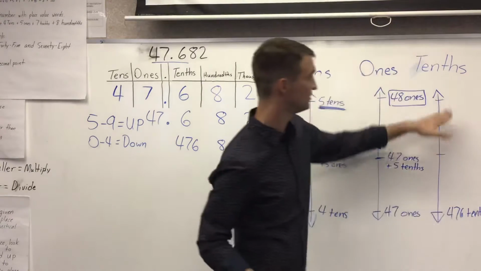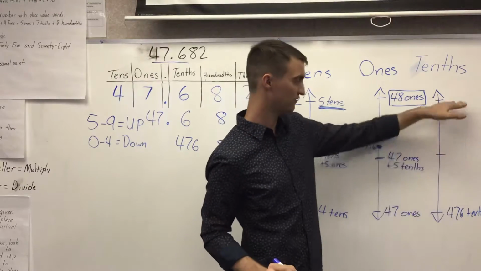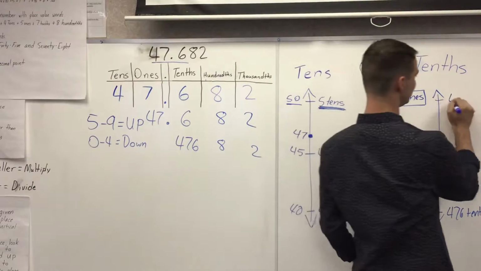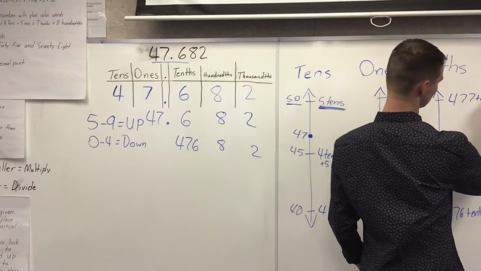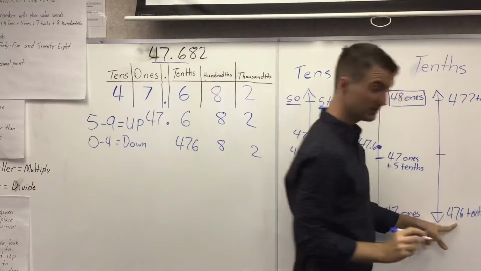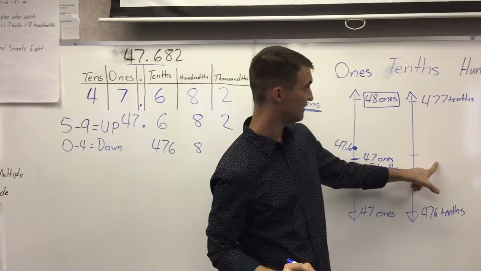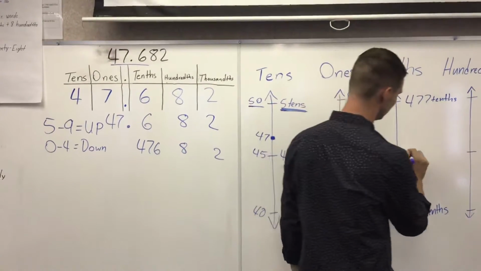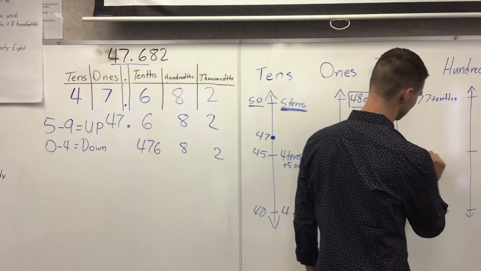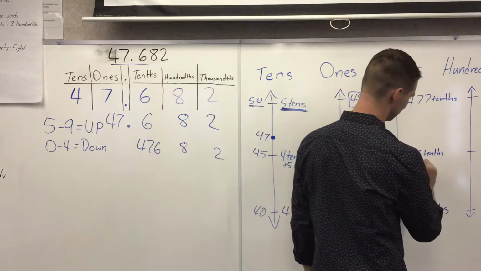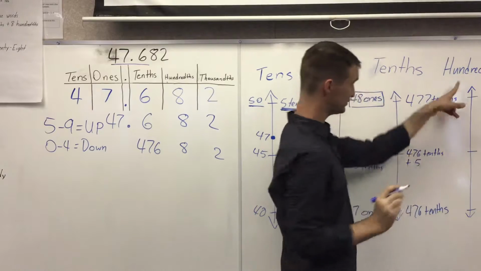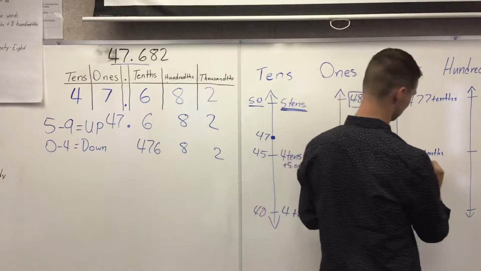And up top, I'm going to put the next one available to go to. The next one up from 476 tenths, which is 477 tenths. And my midpoint would be this number plus 5 of my next unit. So 476 tenths plus 5 of my next unit, which is hundredths.